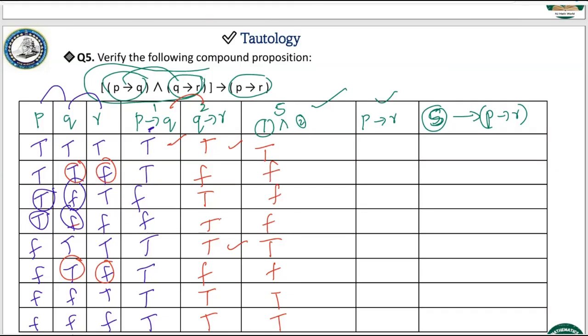Now we will check for P or R. That is the first one and the second one, P, first one and third one. We'll be checking in the first and third column.